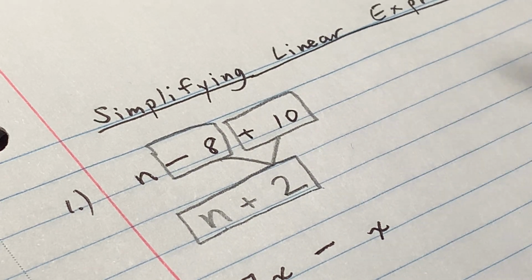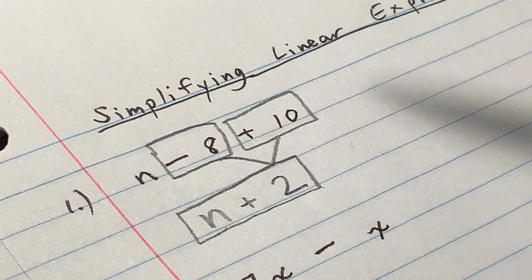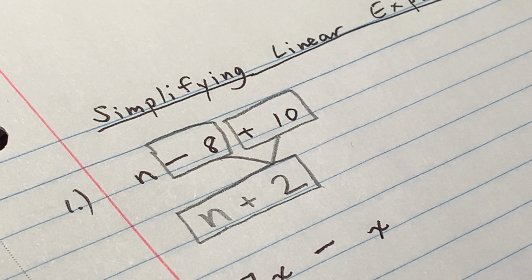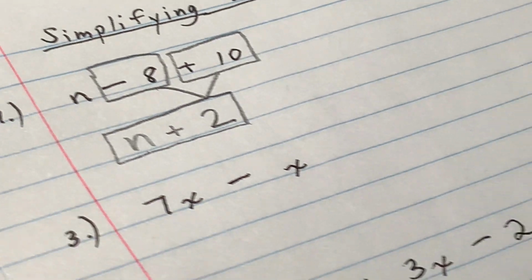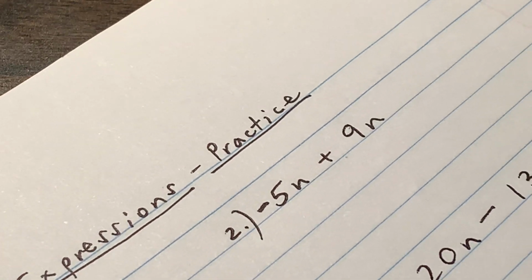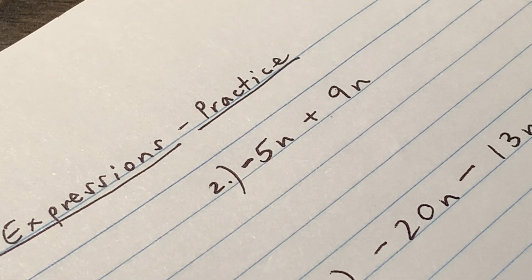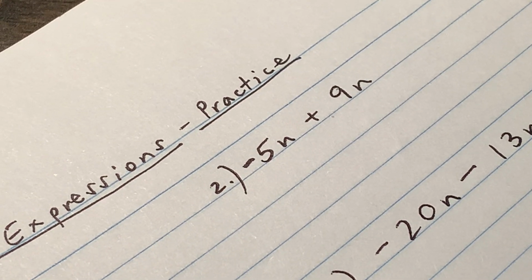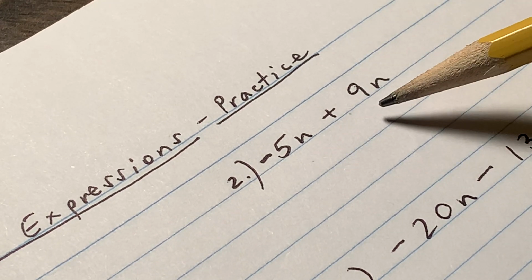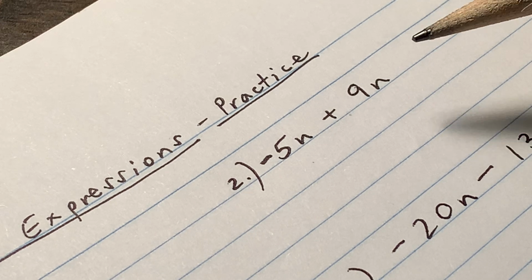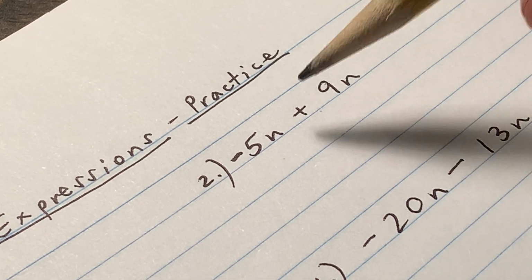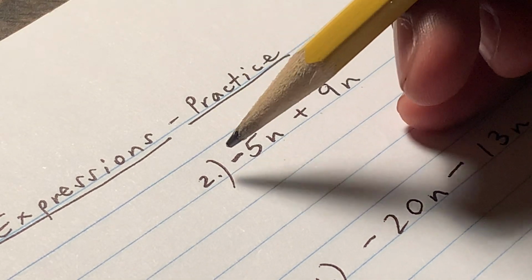So the goal of simplifying linear expressions is very simple. Take something that's long and make it short. That's it. Let's look at number 2. Number 2 says -5n plus 9n. We have only 2 terms here. My question to you is very simple. Are they like terms? If you say yes, because they both have the variable n, you are correct.